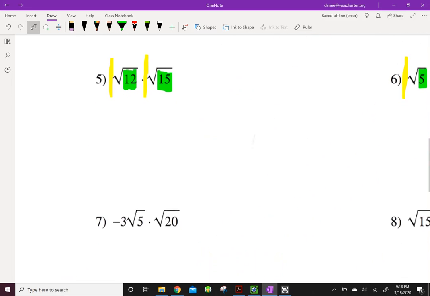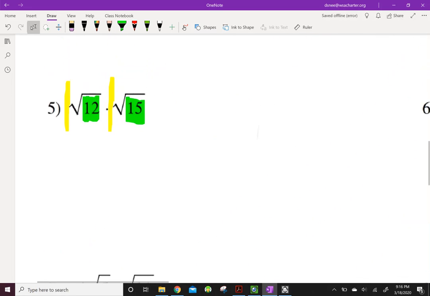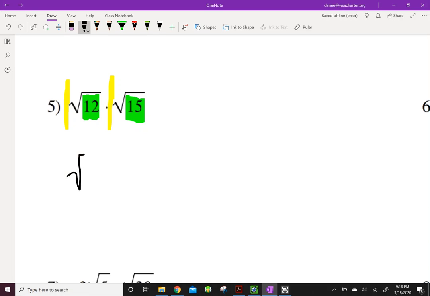Moving on to 5 and 6. In number 5, the numbers outside of the radical symbol are 1 and 1. 1 times 1 is 1. I don't even need that. I'm going to get rid of that. 12 times 15. I'm going to use my calculator. 12 times 15 equals, that's 180.